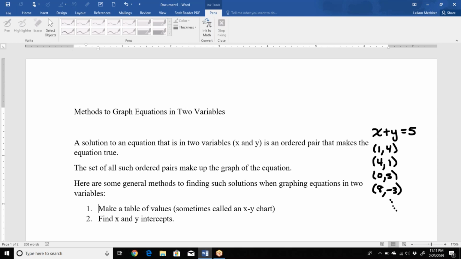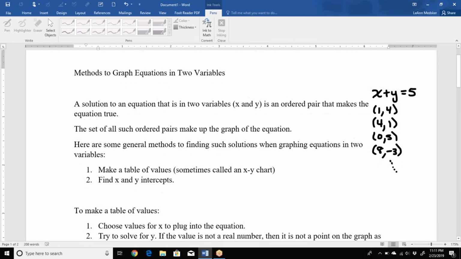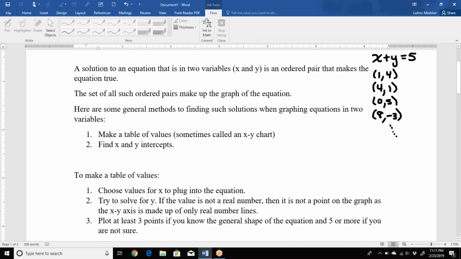So here are some general methods to find solutions when graphing equations in two variables. These are not the best or the most common methods for each type of equation that we'll encounter, but if you have no other method to use, these are good to have as general fallbacks. That's where this whole unit is leading: what type of equations we're dealing with might have different methods that would be more appropriate for graphing. But this, like I said, is a general overview of graphing.